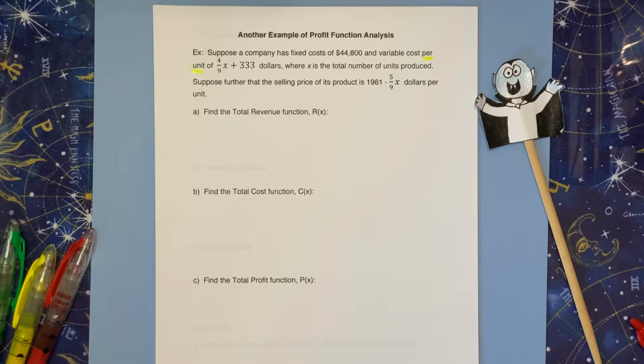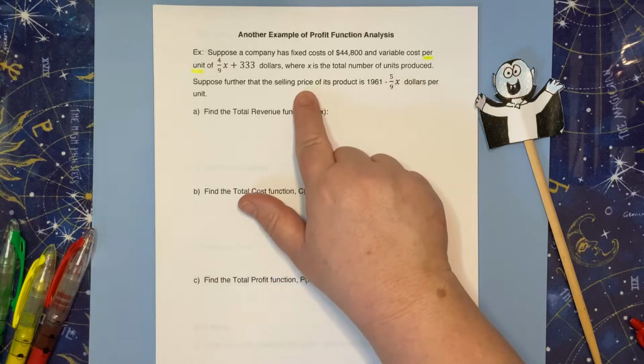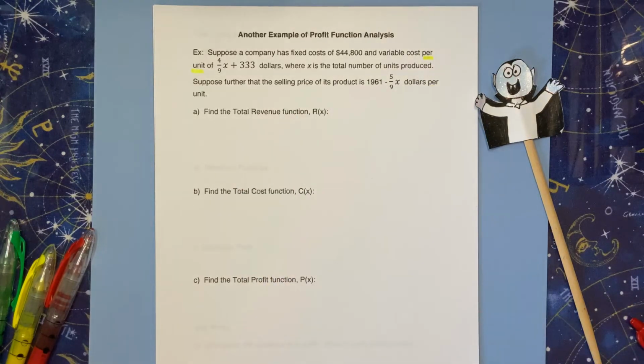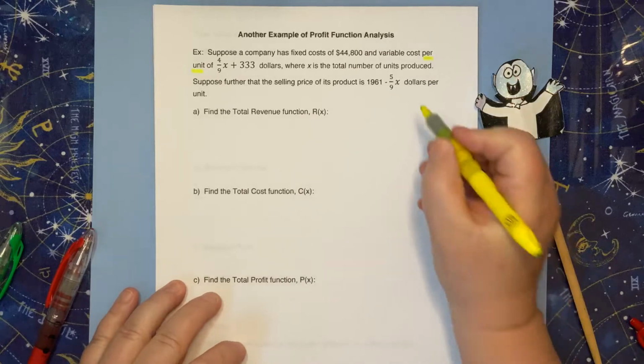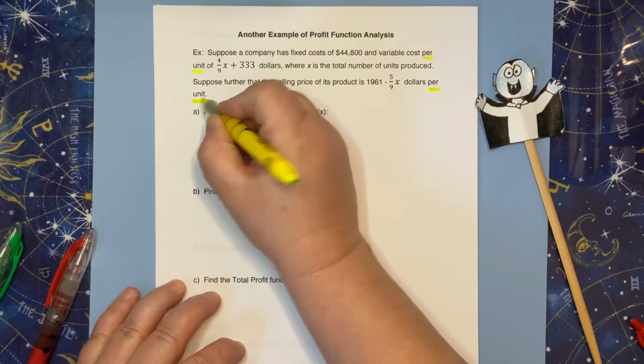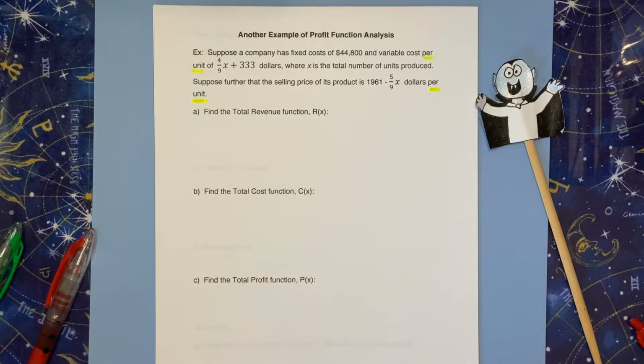Where x is the total number of units produced, suppose further that the selling price of its product is 1,961 minus 5/9 x dollars per unit. And again, notice this is price. This is not revenue. So we've also got this per unit. And so let's go ahead and go through the analysis.